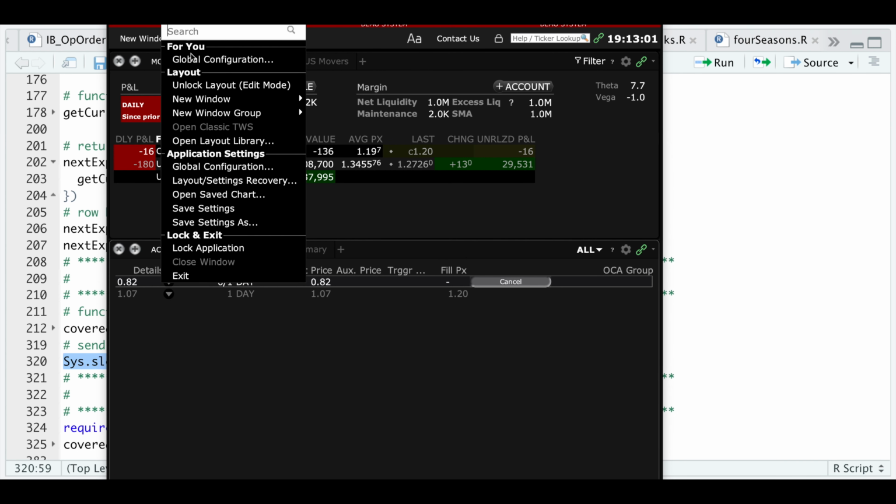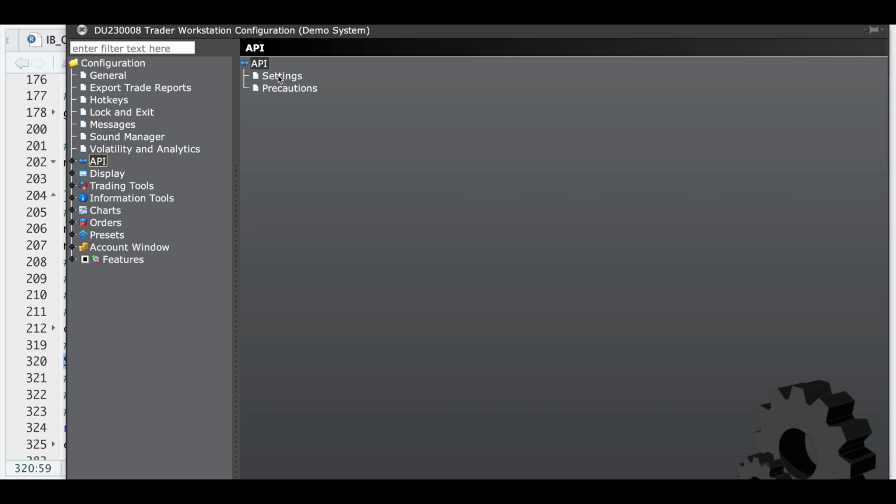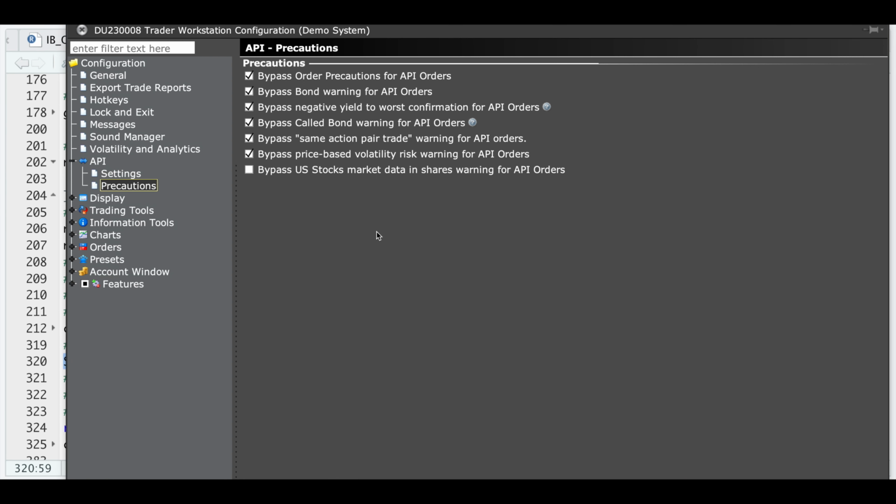So if we go to file, global configuration, and then go to API, first click on settings. These are the items I have checked, and the socket port is 7497. If yours is different, just make sure the one in your script matches this port number here. Otherwise you can change it here or in your script. And if we click on precautions, I have all of them except the last one checked, and then just click apply and OK down at the bottom.